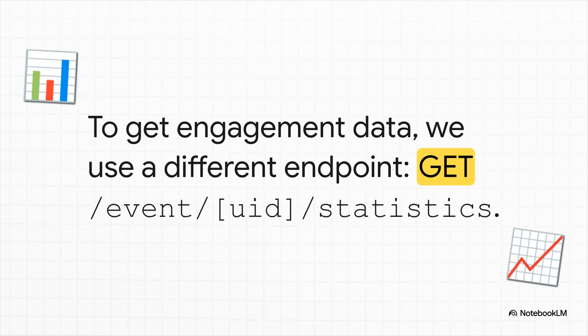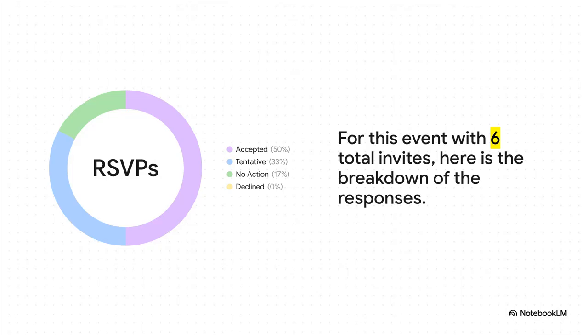We're being more specific. It's like telling the waiter, okay, thanks for the description. Now tell me how many people have ordered this dish tonight. And boom, here's the answer, visualized perfectly. So for this one baseball game, we can see that 6 invites went out, 3 people are coming, 2 are maybes, and 1 person hasn't even looked at it yet. And hey, good news, so far nobody said no. It's just a super simple, clear picture of who's engaged with this one event.